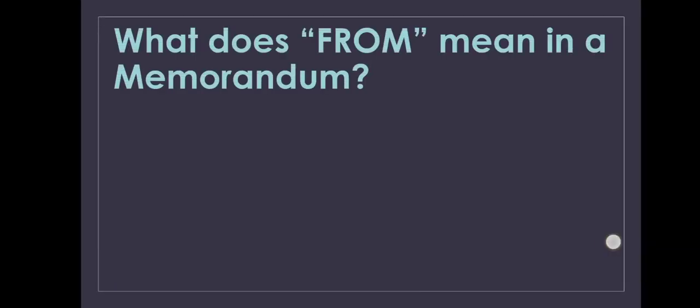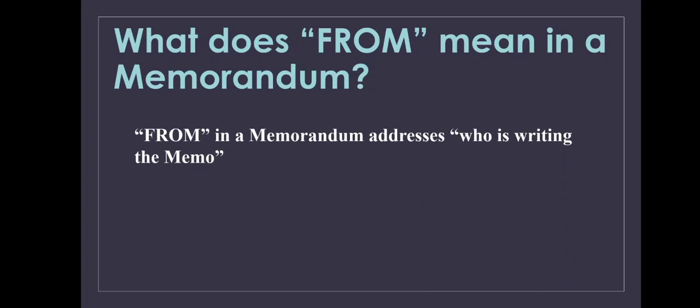Next is "from." What does "from" mean in a memorandum? "From" addresses who is writing the memo. For instance, the memo is being written by Smith Frederick, who is a buyer, and here you write the reference initials of the person who is writing the memo, like SF for Smith Frederick. So these are the reference initials that you have to write at the very first of the memo in the section of "from."